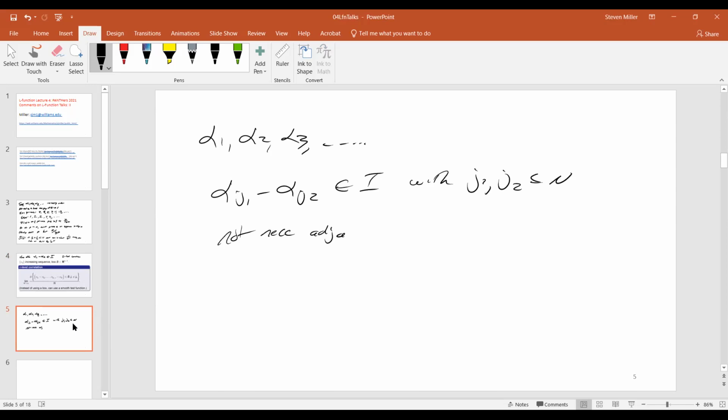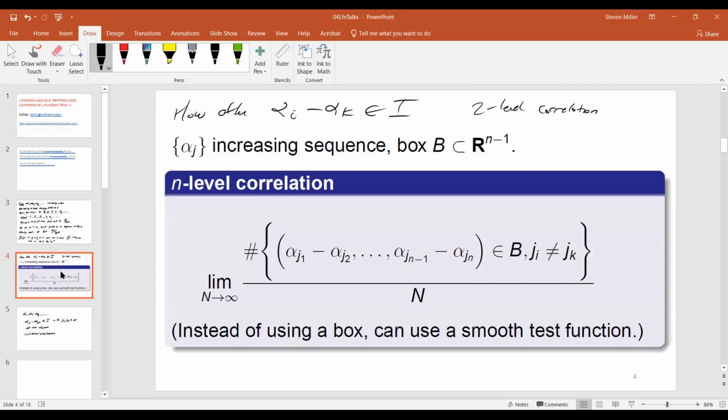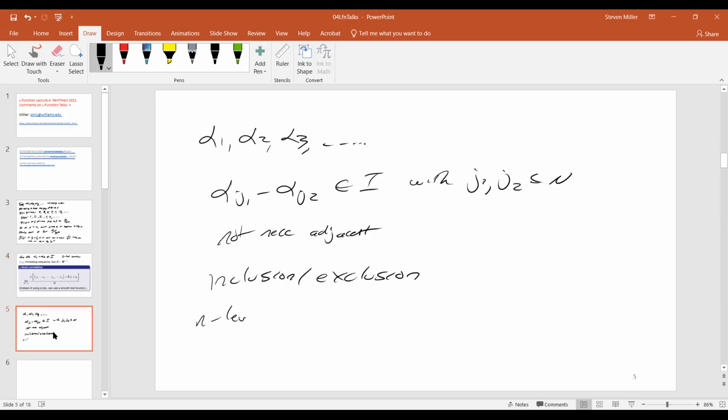And so there's a lot of inclusion-exclusion going on. I really don't want to go into the details, but the idea is if you know the n-level correlation for everything, then you should know not just the n-level correlation, but the actual spacing function, that you should be able to deduce. n-level correlations imply the spacing distribution.